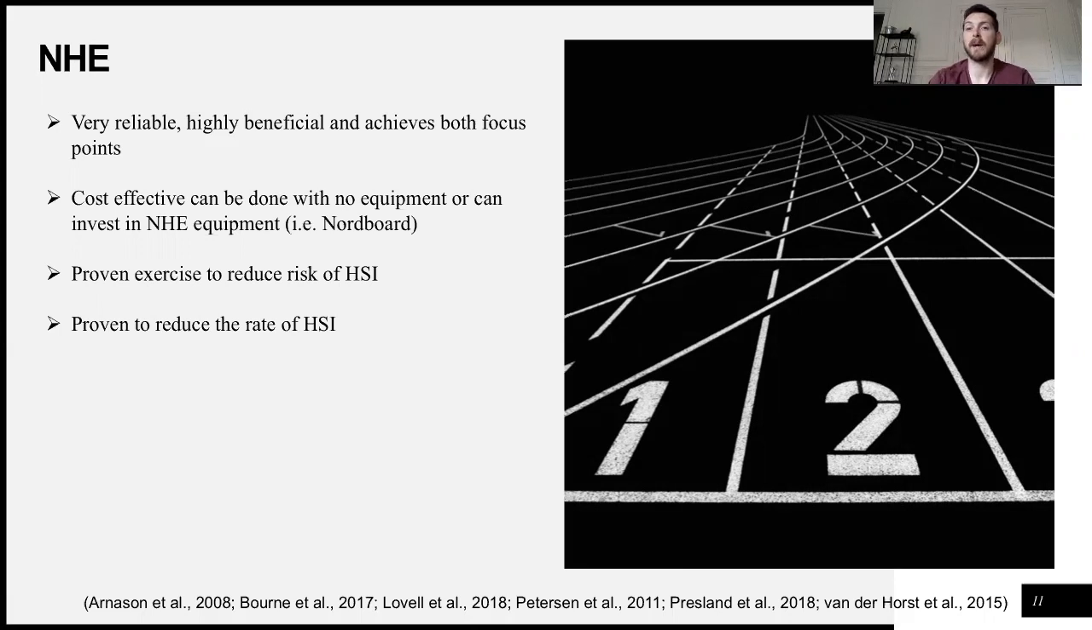In the video, you saw the partner-assisted version. We can do that. That's a very good exercise. If we wanted to look at investing in some equipment, there's a piece of technology called the NordBord, which is very good for testing eccentric hamstring strength.